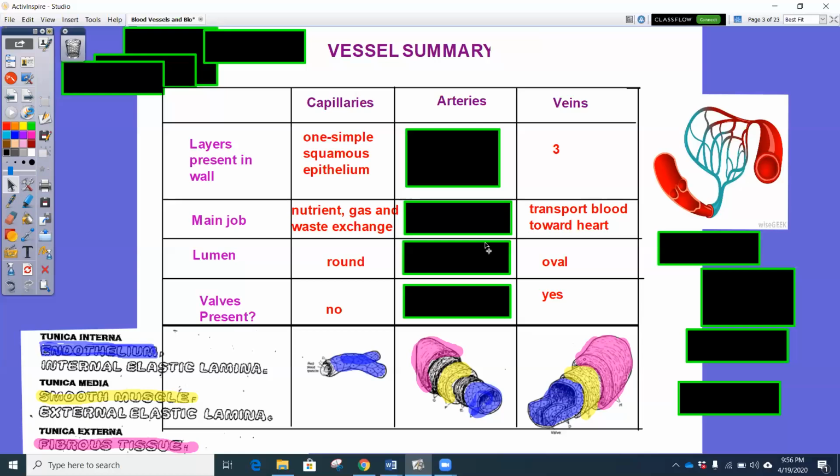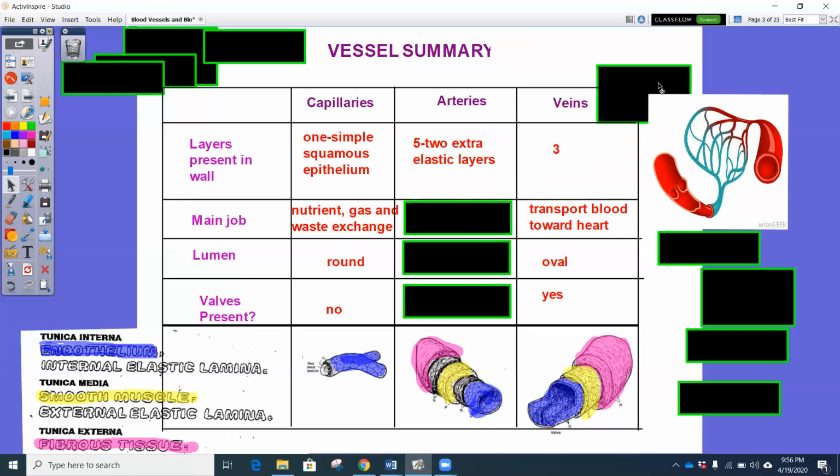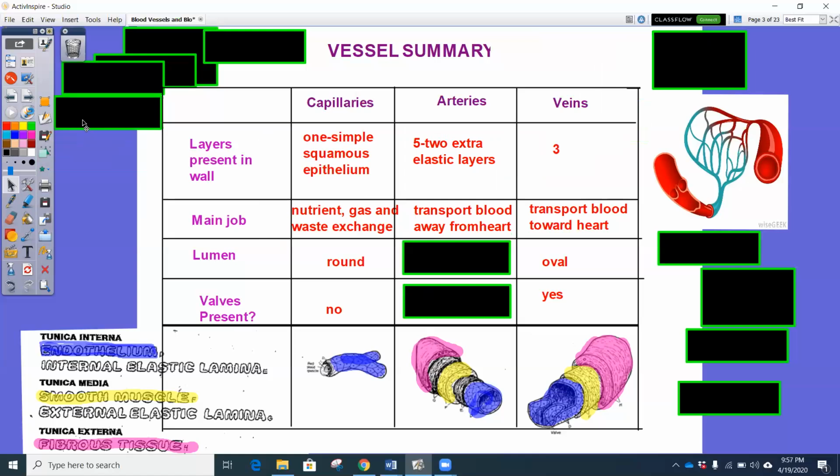But that pulse that you feel under your skin is in an artery, not in a vein, because of these added layers. So there are 5 compared to 3 in the vein. The purpose of that artery is to transport blood away from the heart. Remember, A artery, A away.